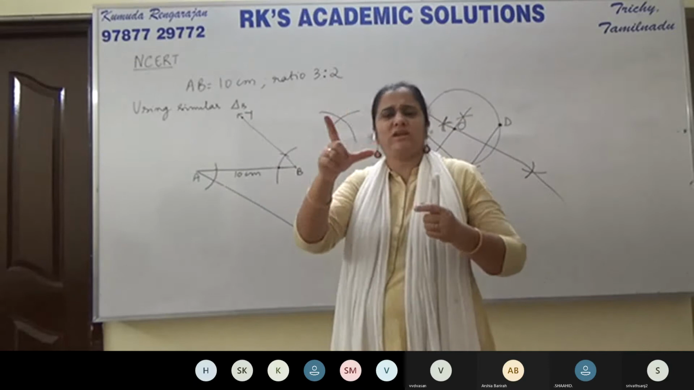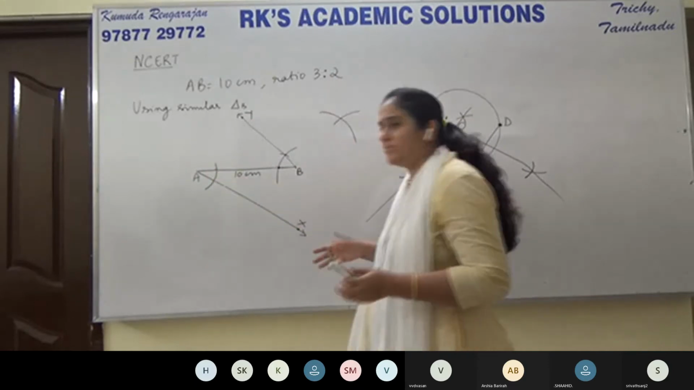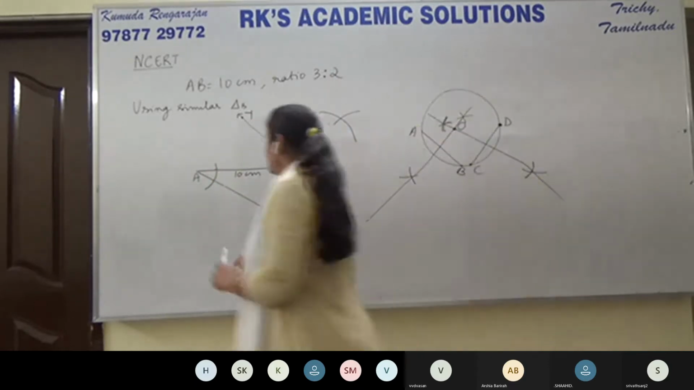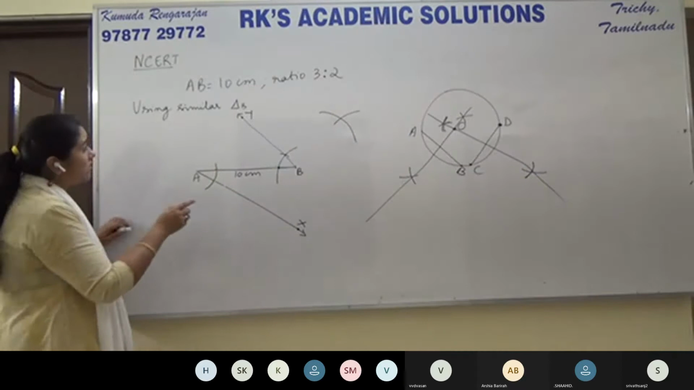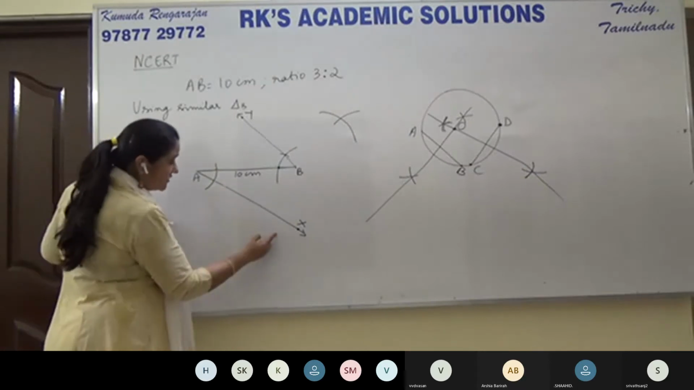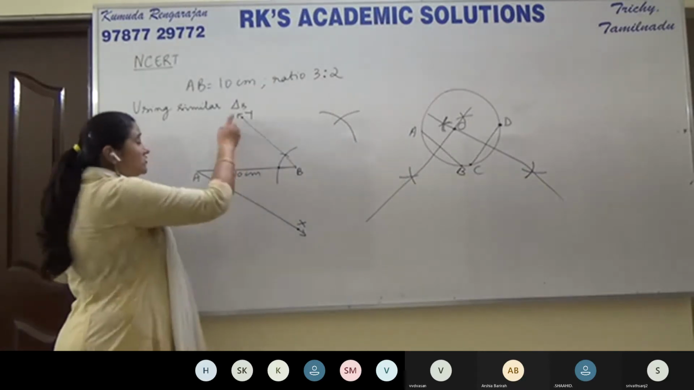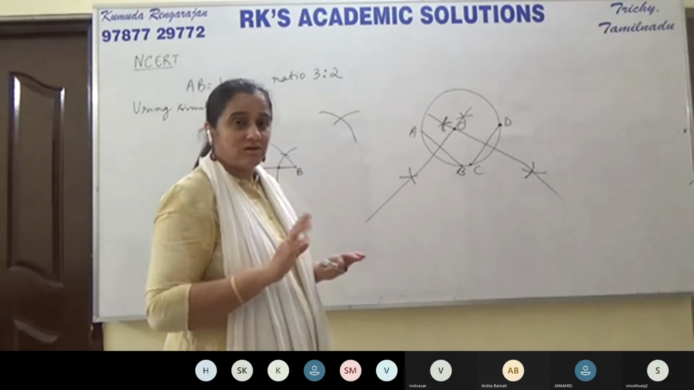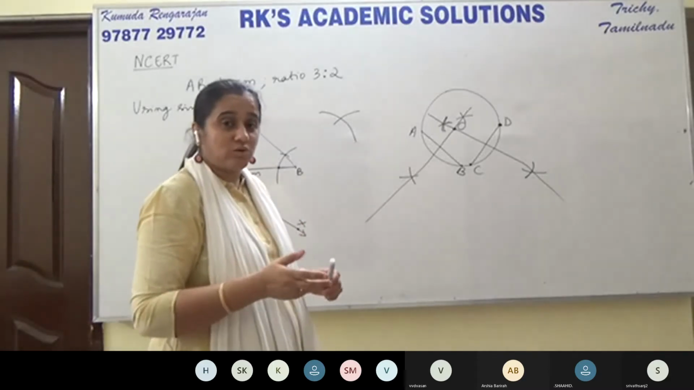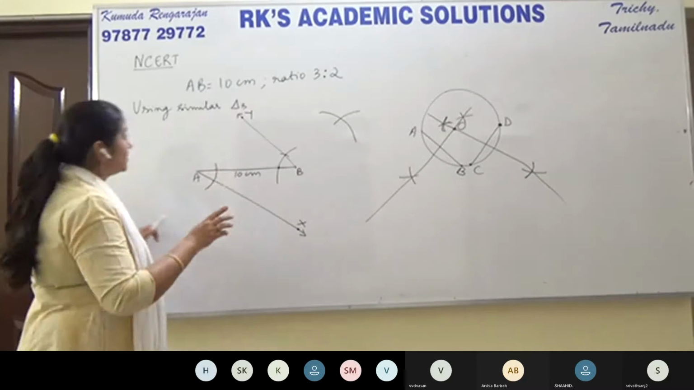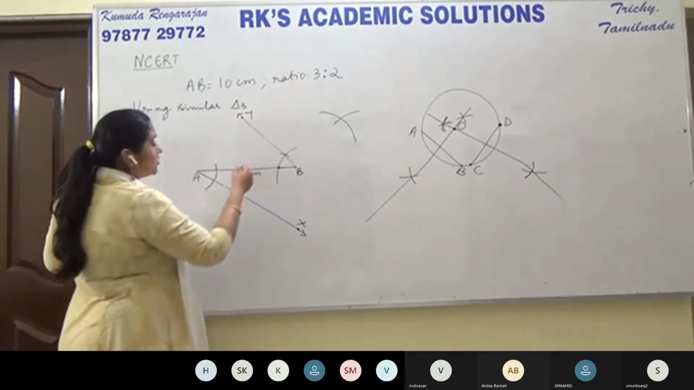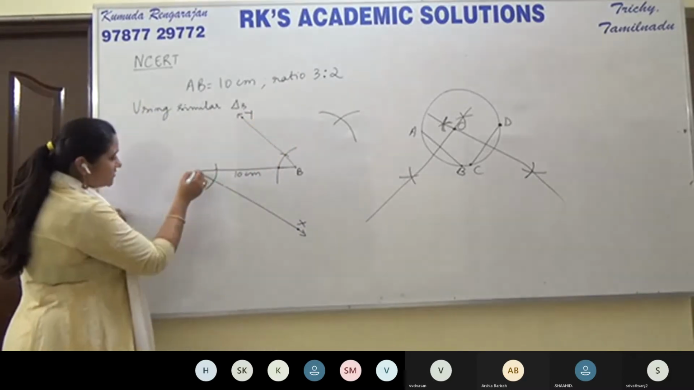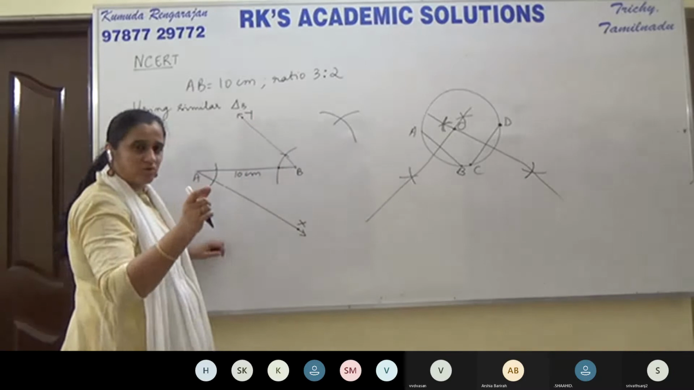Compass, don't take a very large radius, then this ray will not be sufficient for you. So now you have to cut 3 parts on this ray and 2 parts on this. You cannot do it the other way around. Then it will become a 2:3 ratio. So see here. Now when the ratio is 3:2, you must make 3 with A's ray. Now take a small radius on your compass.